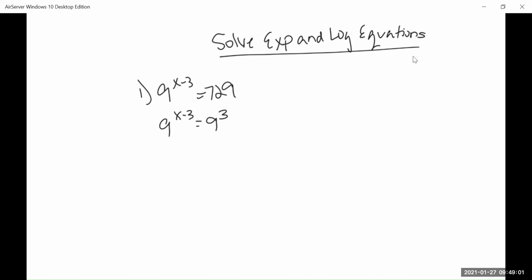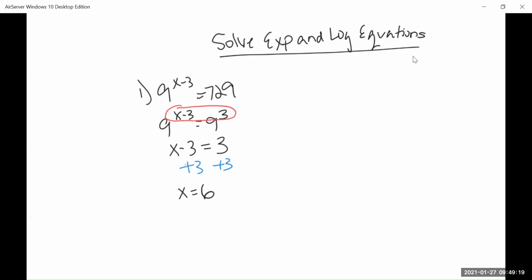Well, what must be true? My bases are equal, then my exponents must be equal. So x minus 3 equals 3. Now we can isolate the x, add 3 to both sides. X equals 6.